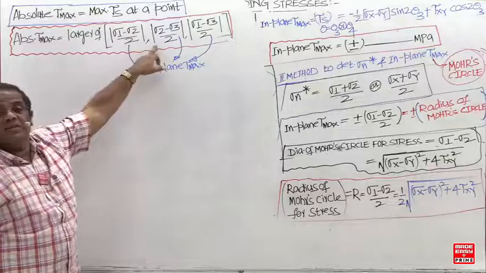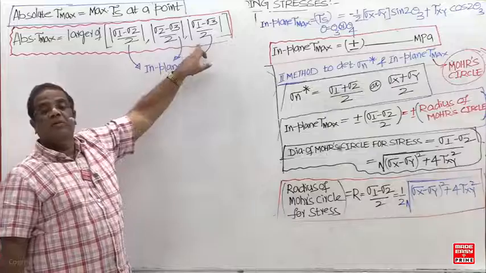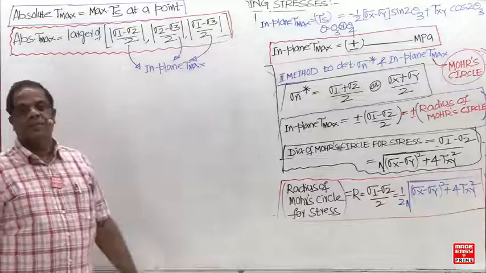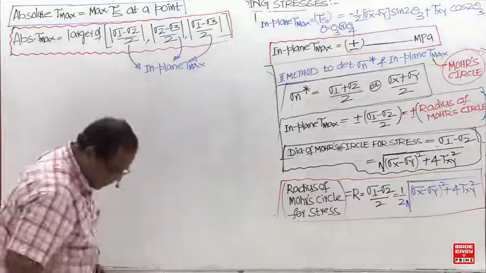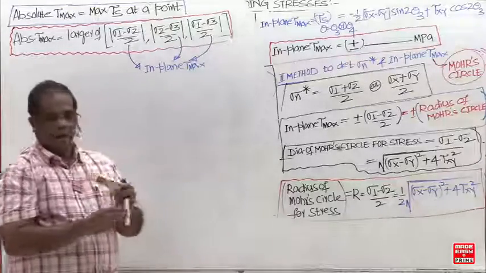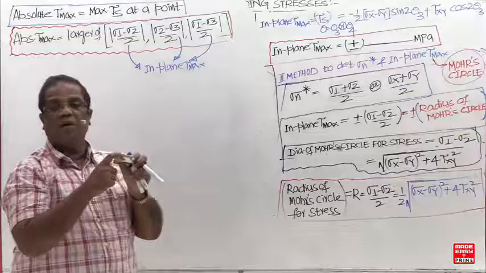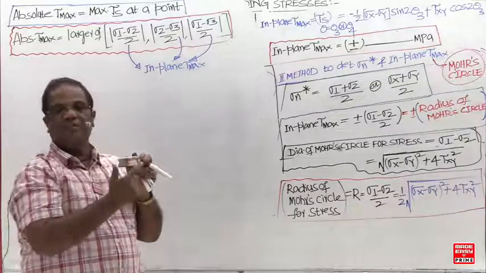The first is the maximum shear stress when the point belongs to x and y faces, the next is the maximum shear stress when the point belongs to y and z faces, and this is when the point belongs to x and z. I want to get the maximum shear stress at this corner point. This point belongs to x and y and z.